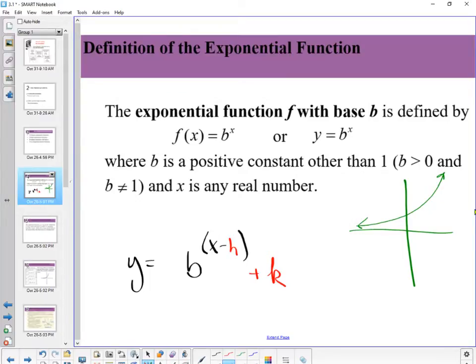And if we want to change how fast it's growing, which technically is a stretch or compression, we're going to change a. And a will be up front as well. Okay? Say that one more time. Wouldn't A and B be the same thing? No. A and B would not be the same thing.